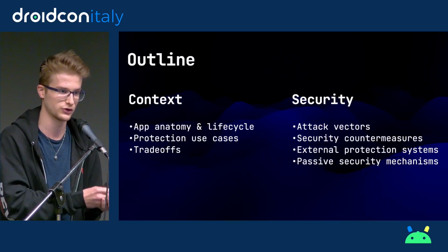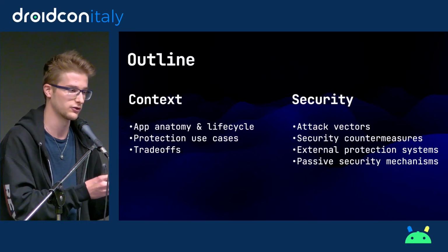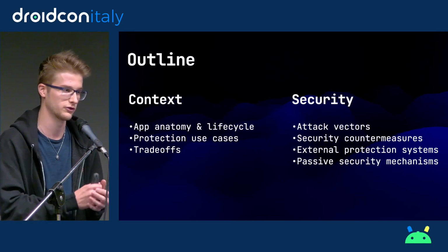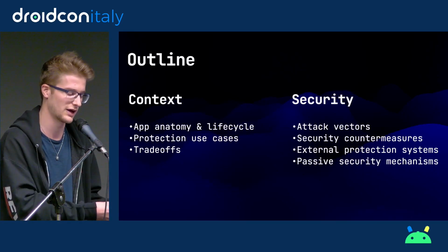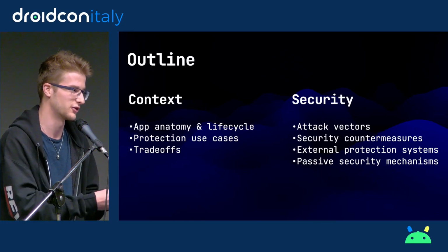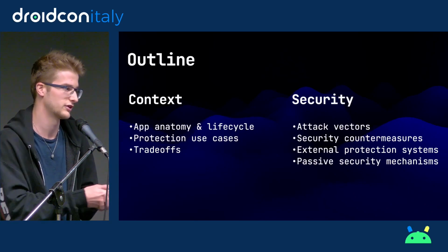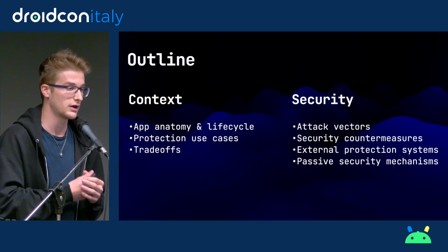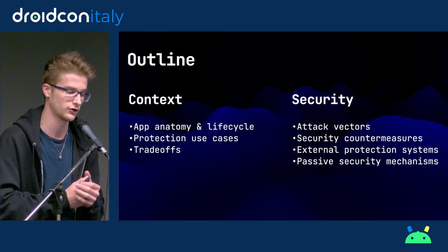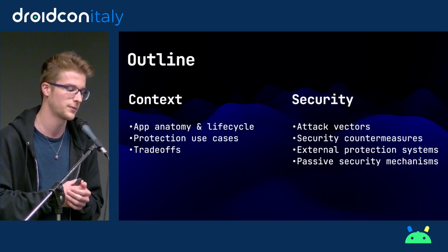Then we will go to protection use cases so that you can understand what part of your application and what kinds of application need which kind of protection. And we will talk about protection trade-offs, things that you have to consider while adding security to your software, because often you don't have anything for free, and if you add security mechanisms, you have to consider that you're going to have some cost at some point. And then we're going to switch to the security side of things, where we will talk about attack vectors, the things that a local attacker can do against your software.